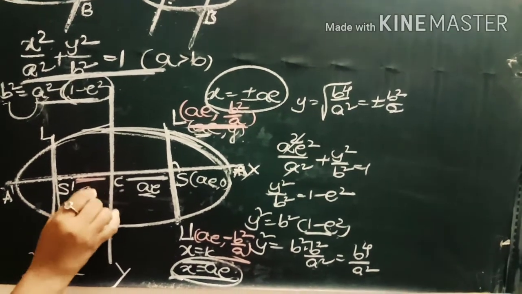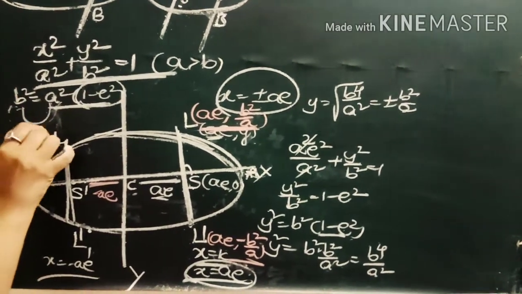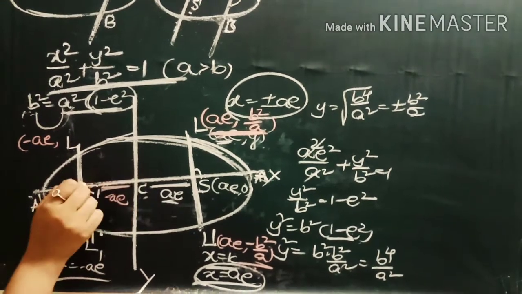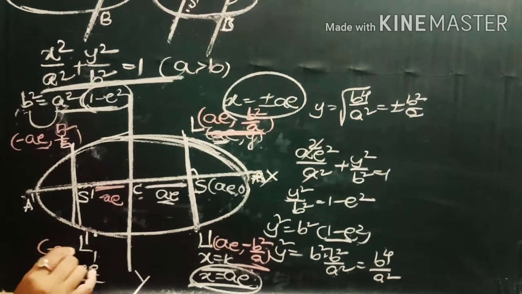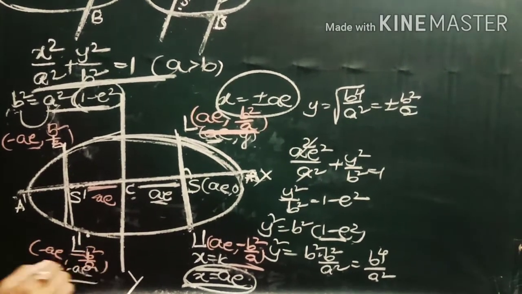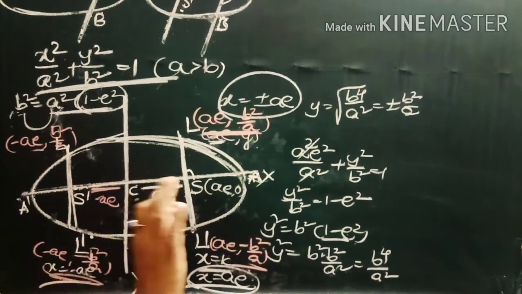already we know that this value is equal to ae, and the coordinates of this point are minus ae, since this is along the negative axis, and this is b square by a, and the last point is minus ae comma minus b square by a. Now these are all the endpoints of the lattice rectum.